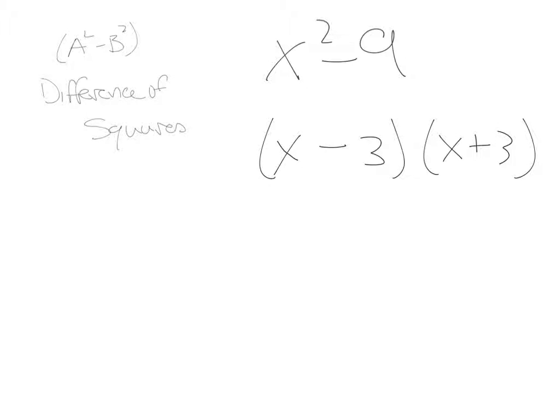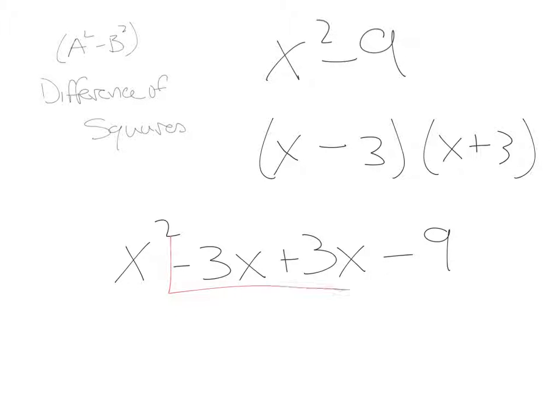And if we did FOIL on these things, watch what happens. X times x is x squared. Negative 3 times x is negative 3x. Positive 3 times x is positive 3x. Negative 3 times positive 3 is negative 9. Notice these middle terms are opposite terms, so they're going to cancel out, which is going to leave you with x squared minus 9, thus the pattern difference of squares.